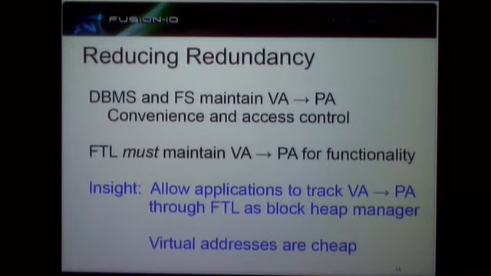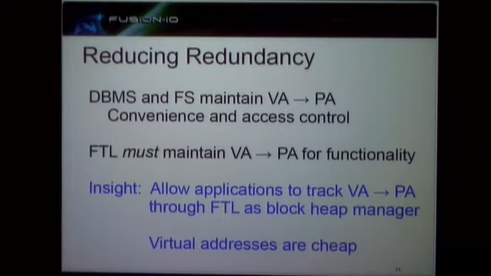And so we're really focused here on reducing redundancy, right? Database management systems and file systems maintain this virtual to physical addressing. And this is for convenience and access control, right? It allows us to move things around. It allows us to provide protection. The flash translation layer is really the first change in the storage system in that we must maintain this mapping in isolation. Applications can bypass the file system and use a block device directly if they want, but the flash translation layer has no such option.